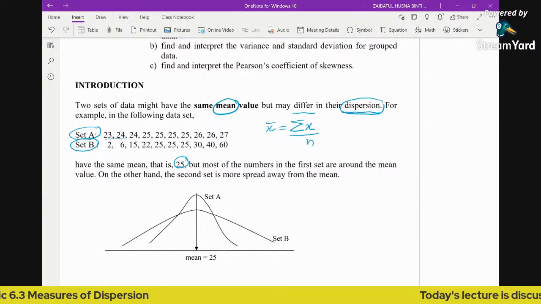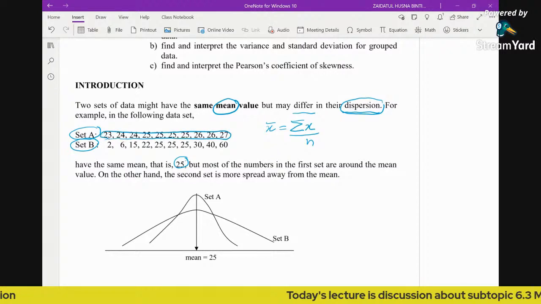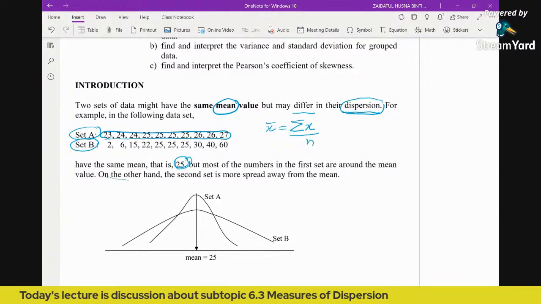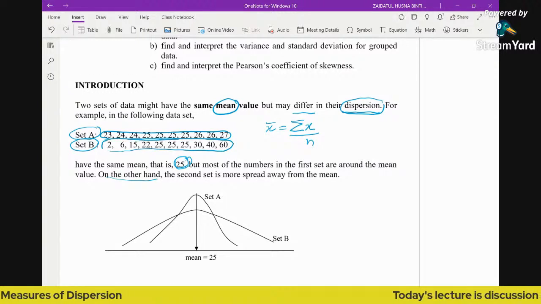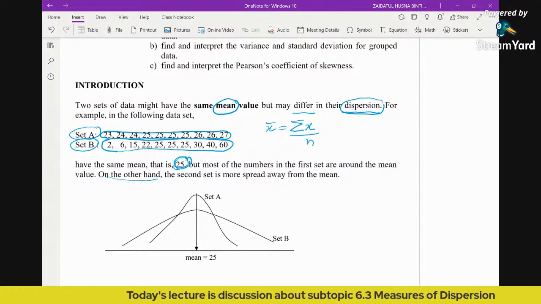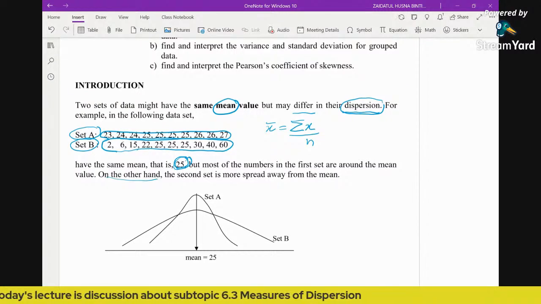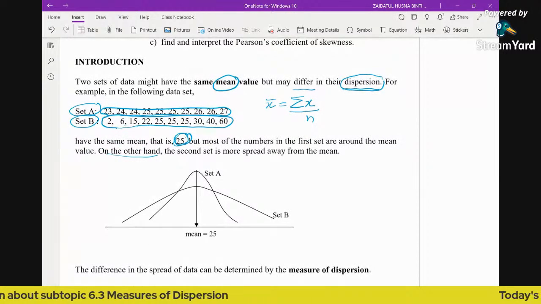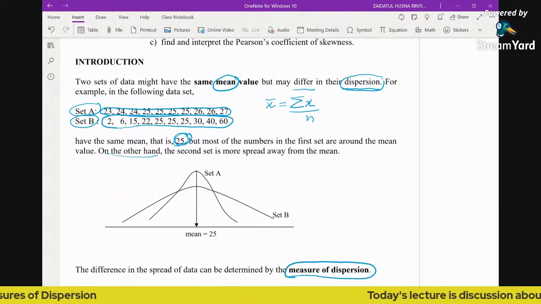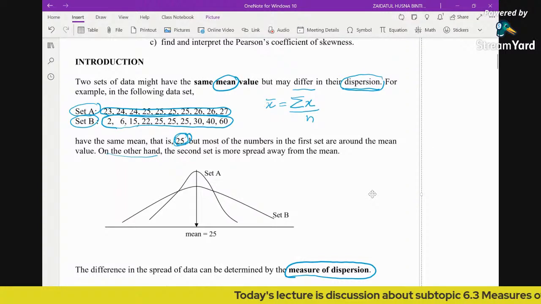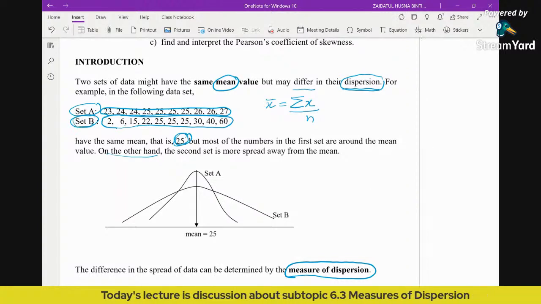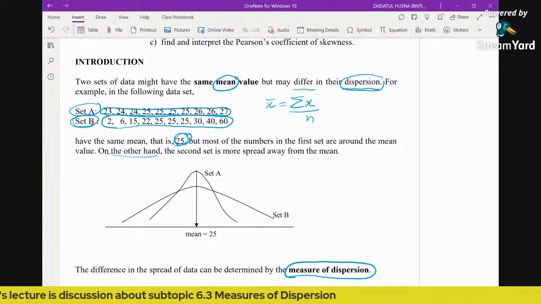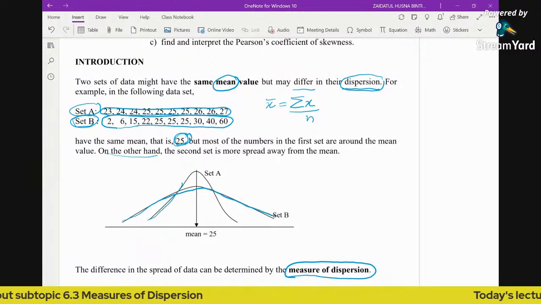But most of the numbers in the first set are around the mean. You can see that these values in set A are very close to 25. On the other hand, the second set is more spread. If you try to find the difference of these individual values with the mean, you can see that the difference is quite big. So the difference in the spread of data can be determined by the measure of dispersion. Two common measures of dispersion are the variance and standard deviation. Even though set A and B both have the same mean, data B is more dispersed than data A, yeah?